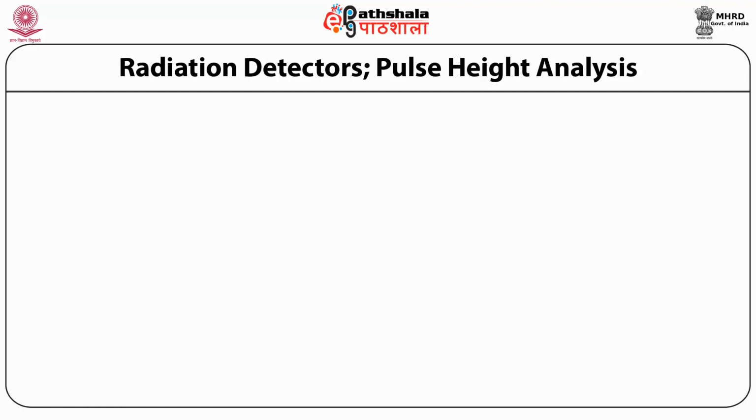Radiation detector pulse height analysis. We will look into the issue of pulse height analysis with radiation detectors. The more charge carriers created in the detector, the better the resolution. It means resolution depends upon the number of charge carriers created per interaction in the detector. If an incoming radiation can create a large number of charge carriers, then the detector will have very good resolution. So resolution is a function of the number of charge carriers created per interaction.